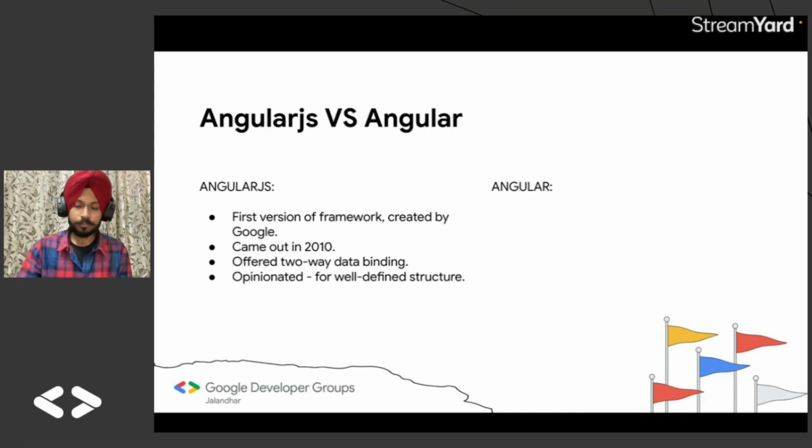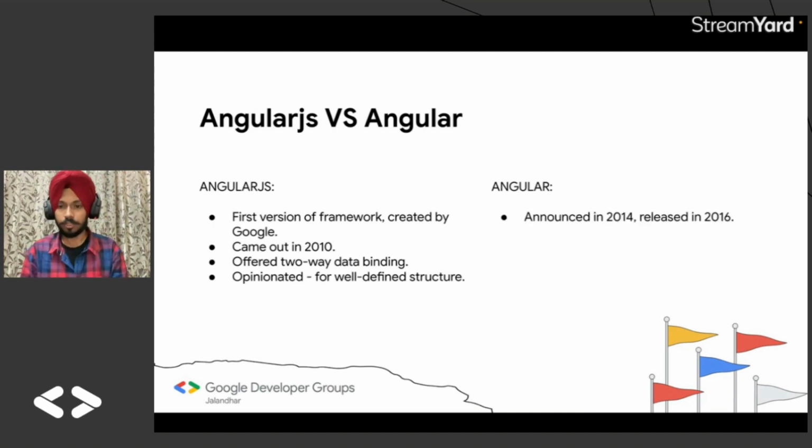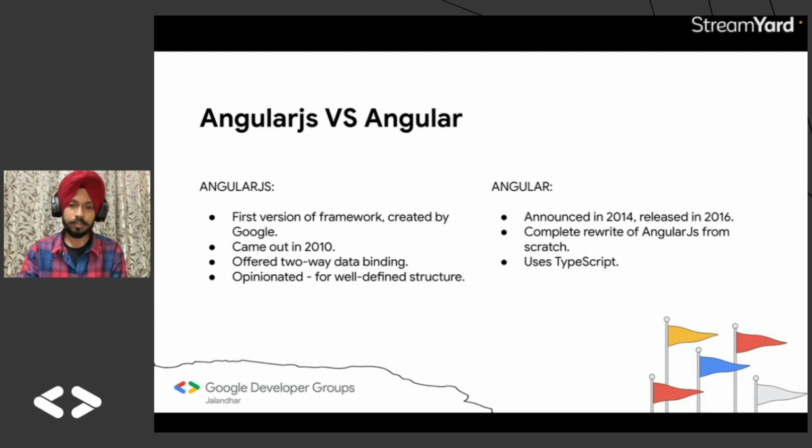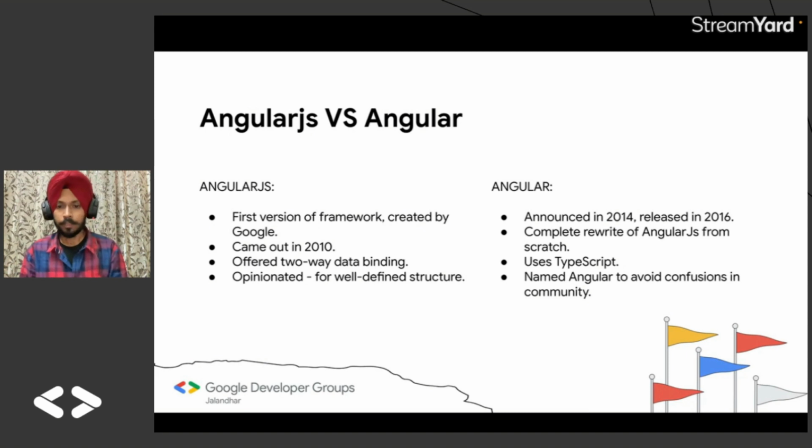Then came Angular. It was announced in 2014 and released in 2016. It was basically a complete rewrite of AngularJS from scratch, and it uses TypeScript. Developers at Google thought that JS was creating a lot of problems because it sometimes gave runtime errors, and TypeScript is type safe. You can have types in it, and it gives a type error when you are coding or building the code. So it was named Angular to avoid confusion in the community.